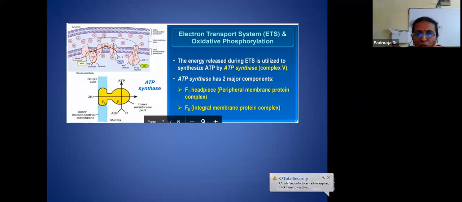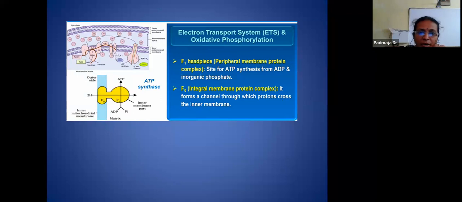And this ATP synthase consists of two major components, F1 and F0. F1 is the headpiece, that is the peripheral membrane protein complex. F0 is the integral membrane protein complex. This F1 and F0 together are called the ATP synthase or the coupling factor.